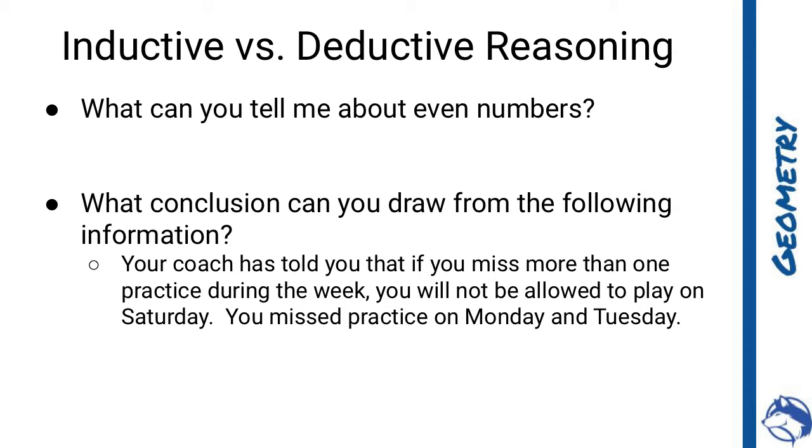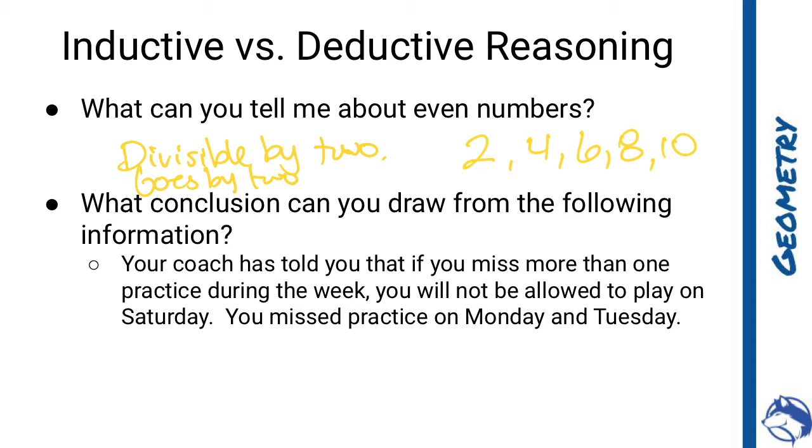So what can you tell me about even numbers? Well, hopefully what you're thinking is that these are divisible by 2. The way that we get even numbers is we have a pattern. It goes 2, 4, 6, 8, 10, and each time it goes up by 2. Divisible by 2, goes up by 2. That's an important thing. This would be an example of inductive because we're seeing a pattern. So that's what inductive is: seeing a pattern.